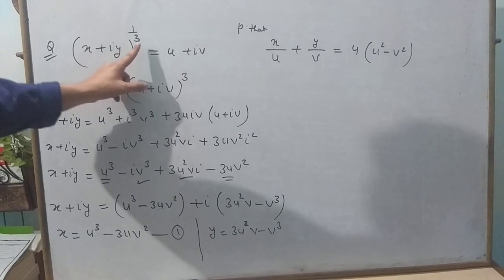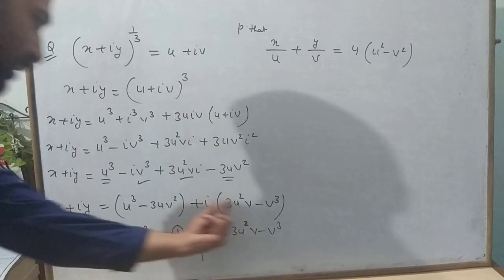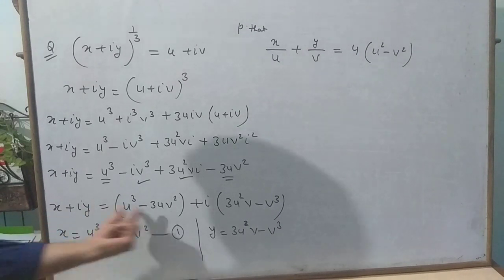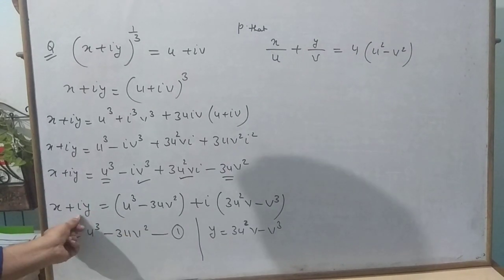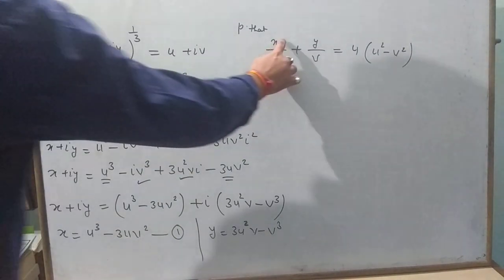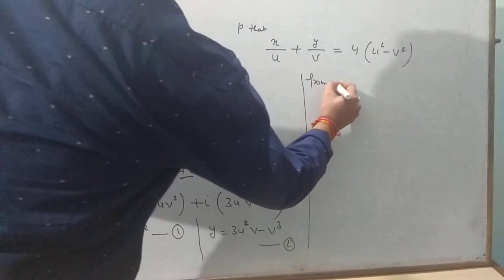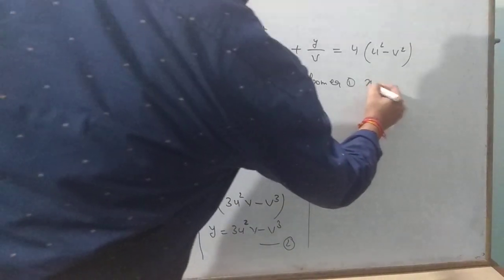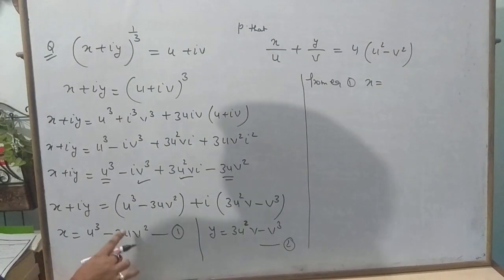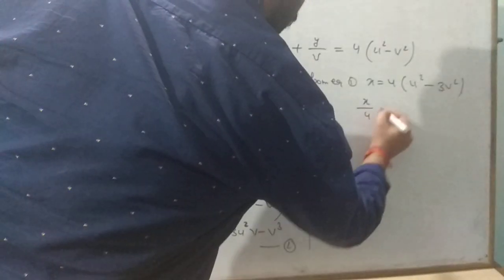So again I repeat, the question is given, this is shifted this side, and expanded. After expanding, writing in such a way that real is in one bracket and imaginary is in another bracket, then comparing the coefficients: x is the real part, and the coefficient of i is y. That is why y is equal to this. This is equation number 2. Since in the proving part we need x/u, from equation 1, x = u³ − 3uv². When we take u common, it becomes u(u² − 3v²), and x/u, shifting this side, is u² − 3v².